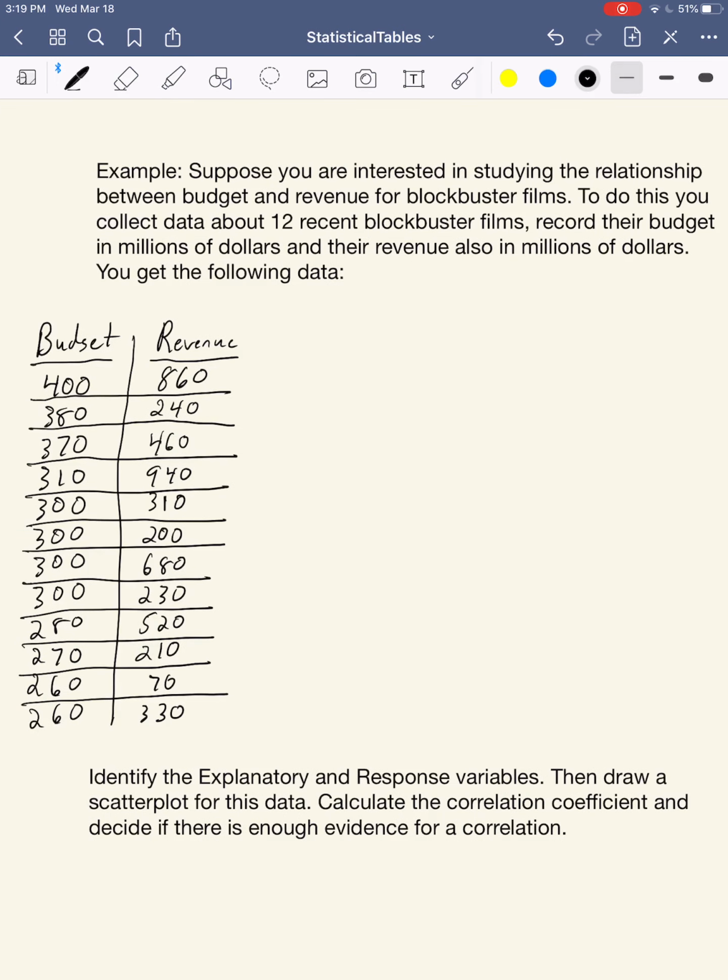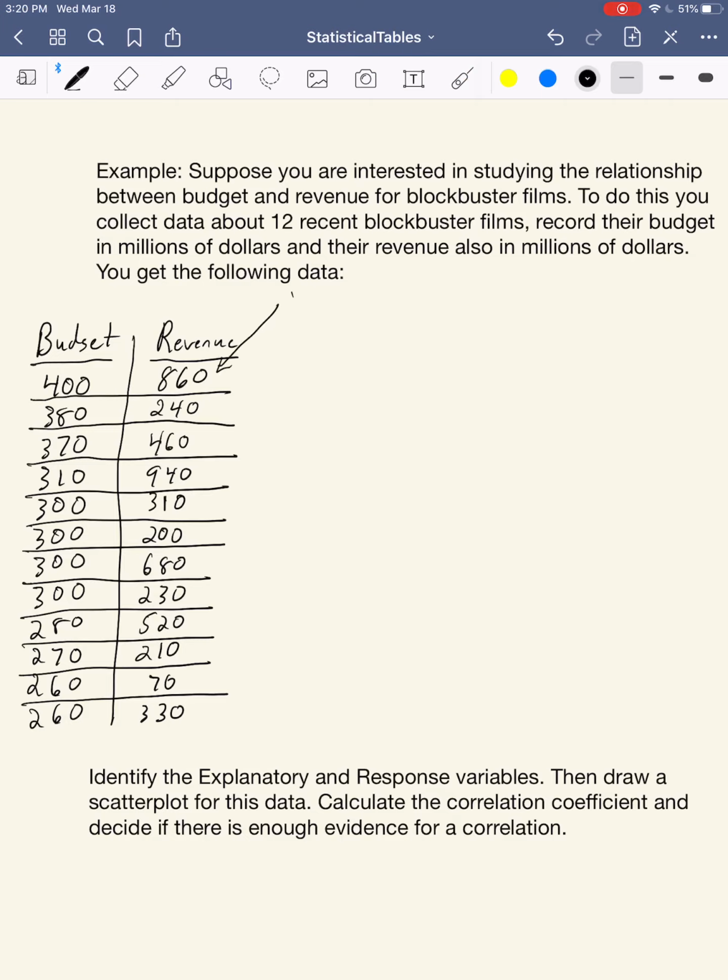In this example, we're going to suppose you're interested in studying the relationship between the budget and revenue for blockbuster films. So to do this, you collect the data about 12 recent blockbuster films, and you record their budget in millions of dollars, and their revenue also in millions of dollars. So we get the following data here. Now again, do remember how to read this stuff. This first guy here would indicate that whatever that first film was had a budget of $400 million and a revenue of $860 million.